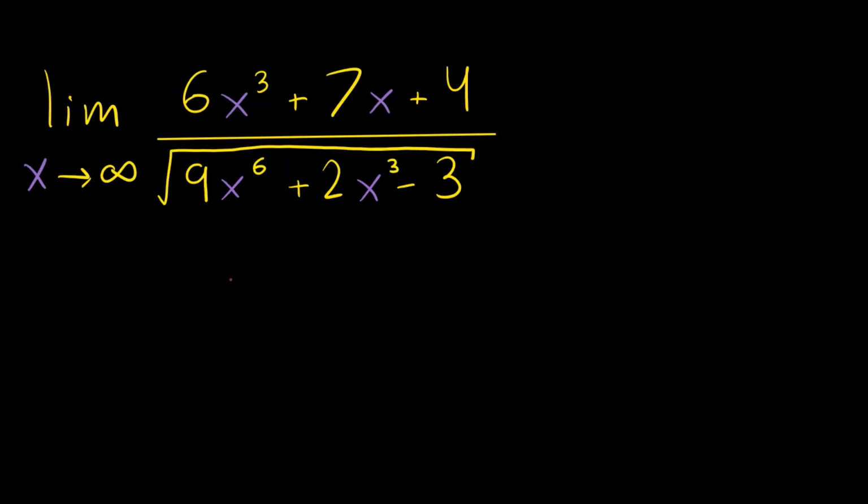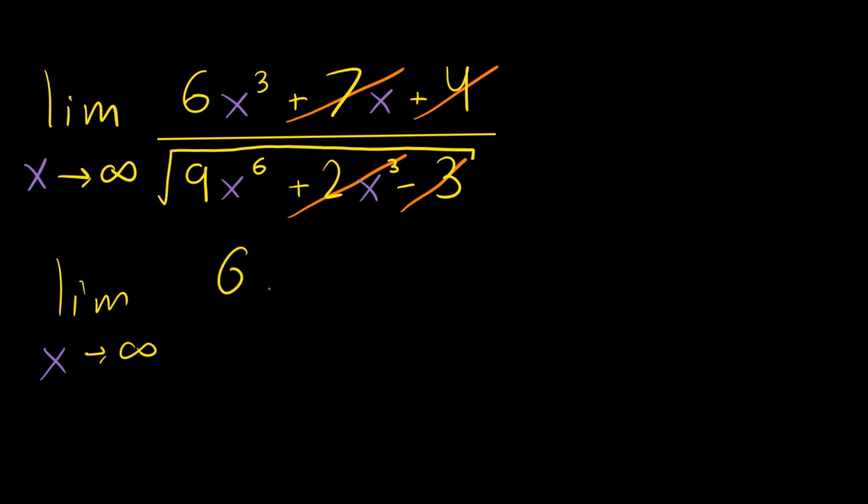Here, if you recall from the video about relative growth, whenever we're taking the limit as x approaches infinity or negative infinity, and we have a rational function like this, we can ignore all the terms that don't have the highest degree. In the numerator here, the 6x cubed has the highest degree, so we can ignore the 7x and we can ignore the 4. And in the denominator, the 9x to the 6 has the highest degree, so this 2x cubed we can ignore, and this negative 3 we can ignore.